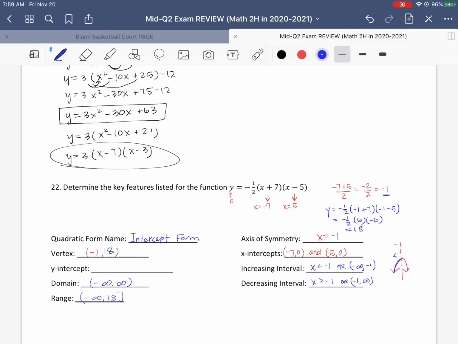We found our intercepts quickly from this one. And then remember, y-intercepts occur when x is 0. So what I do is I take my original function and I just let x be 0. So I put 0 in for that x and 0 in for the other x, and evaluate. So that would be 7 times -5. -5 times 7 is -35. If we multiply that by -1/2, we get 17.5. So here we would have 0, -17.5.